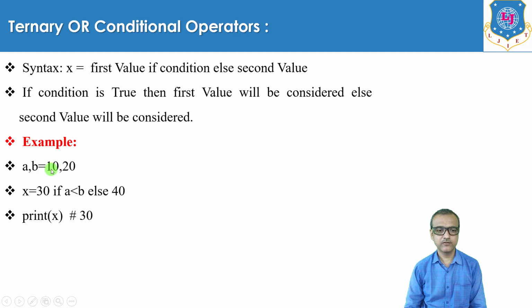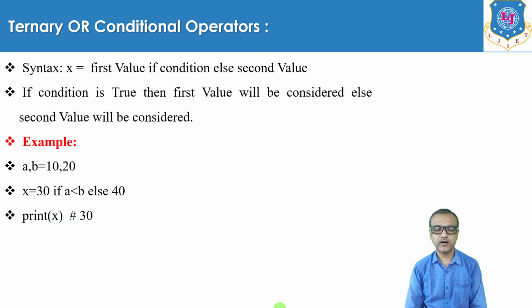See, a, b = 10, 20. So here the value of a is 10 and b is 20. Now here we have applied the ternary operator. x = 30 if a < b else 40. Now check whether a is less than b or not. The value of a is 10 and 10 is less than 20. So definitely the first value will be considered, that is 30. So print of x will give us the output as 30.